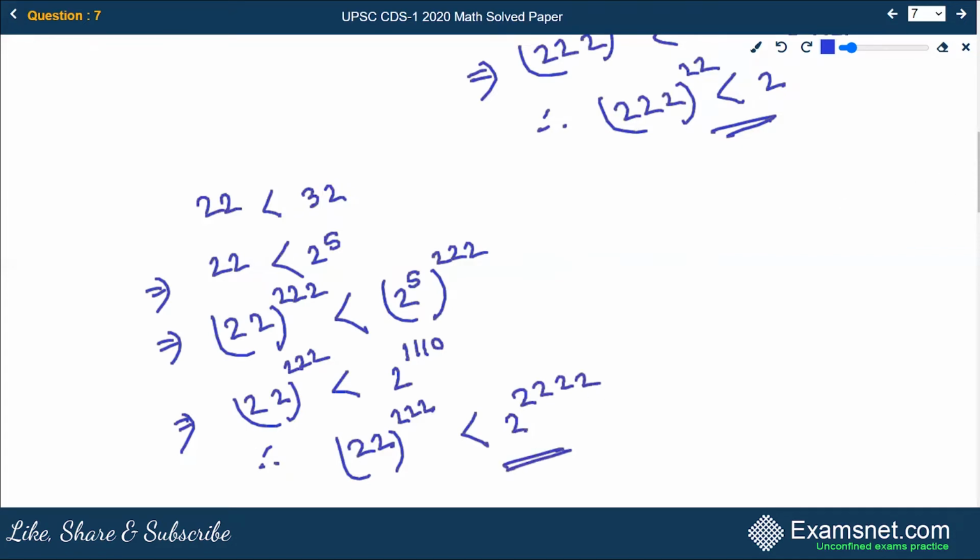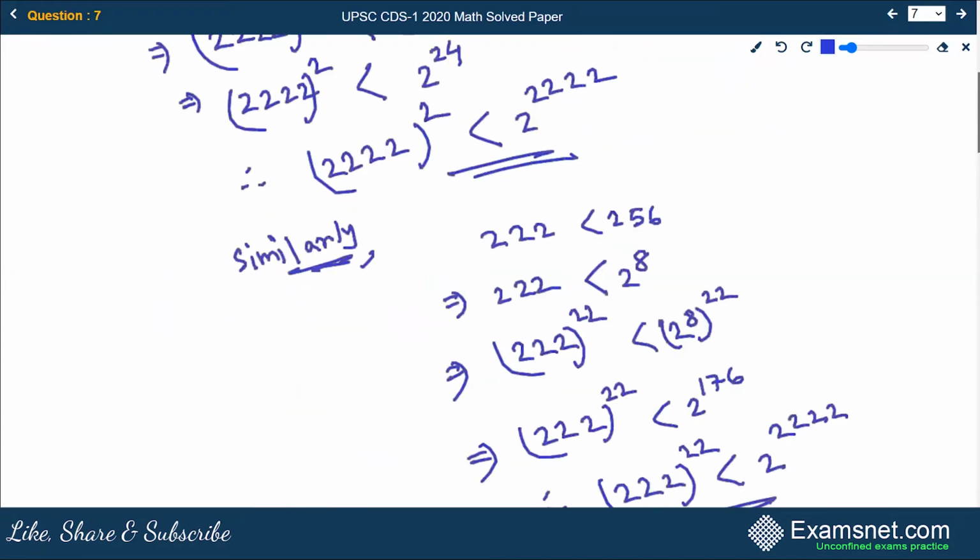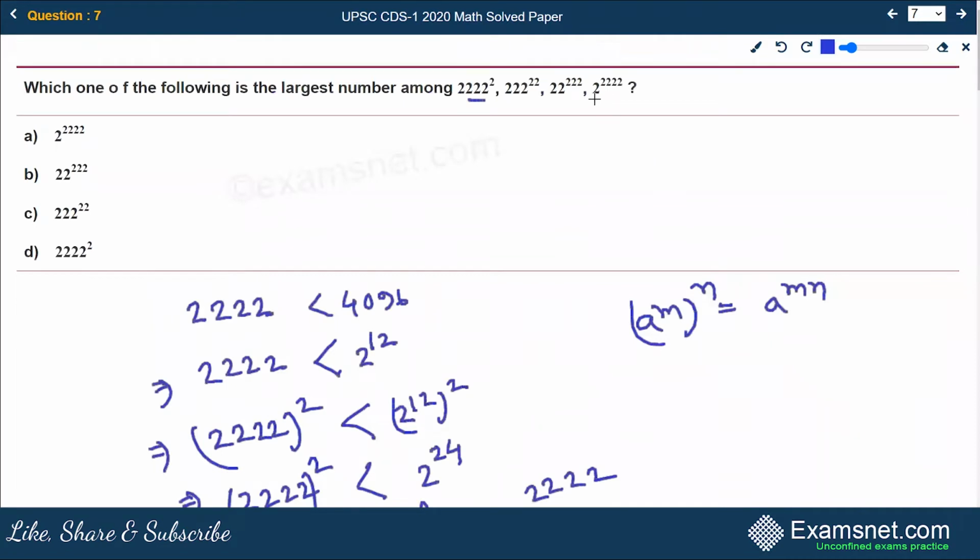Okay, so we have proved that all the numbers are less than 2 to the power 2222. So here, this is the largest number. Option A is the correct answer here.